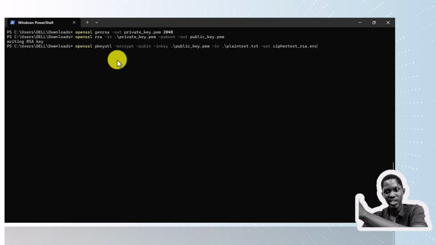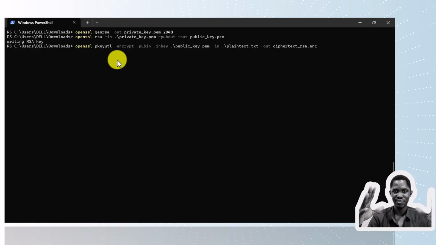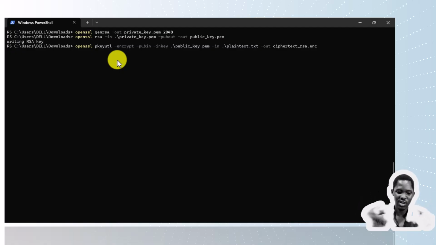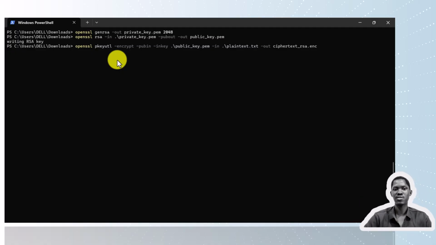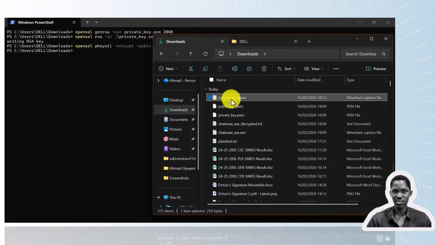Then on Bob's end, Bob is going to use his private key to decrypt this encrypted data to get the plain text, the readable format back. So now let's finish the encryption and then move to the decryption, right? I press enter again. The file has been encrypted. Let's see the content of the encrypted file. This is the encrypted file.